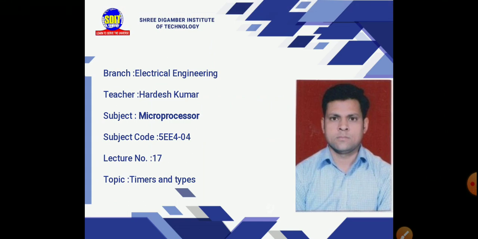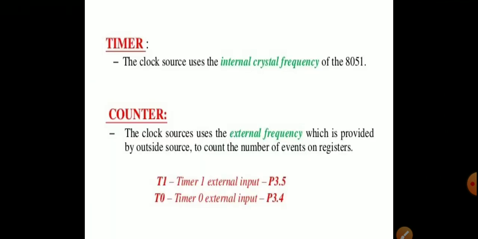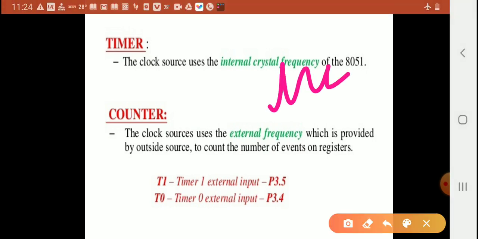Today we will discuss timers and types. Branch: Electrical Engineering, subject: microprocessor, topic: timer and types. Timer: the clock source uses the internal crystal frequency of the 8051. In this subject, timers are generally used in the 8051 microcontroller, microprocessor and embedded systems.